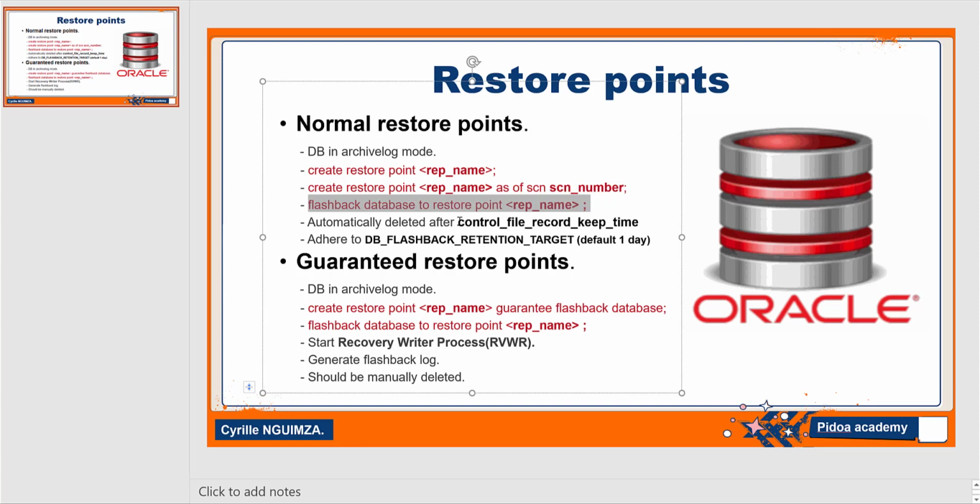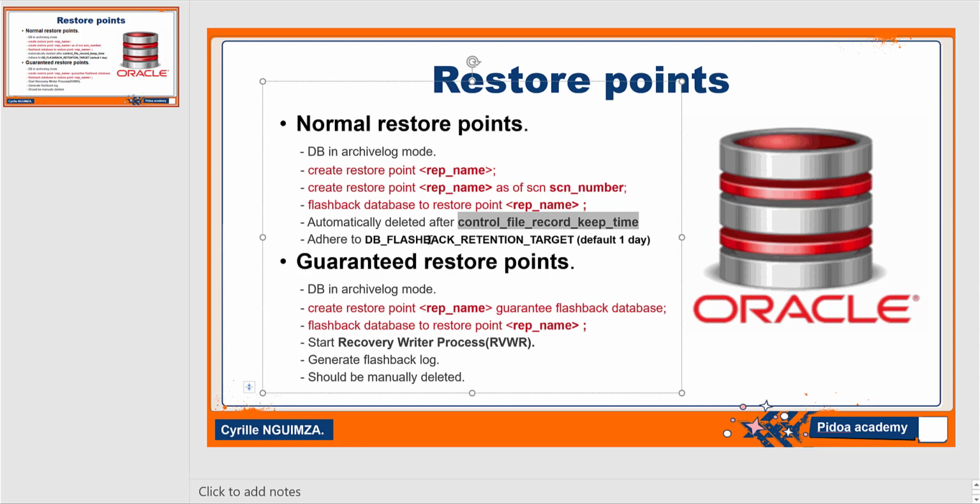It's therefore available there until the control file record keep time, which is 7 days. After 7 days, your normal restore point will be deleted automatically, so you need not do anything. It will automatically be aged out from the control file because the control file record keep time by default is 7 days. Of course, you can change this value using the alter system command to any number of days you want.